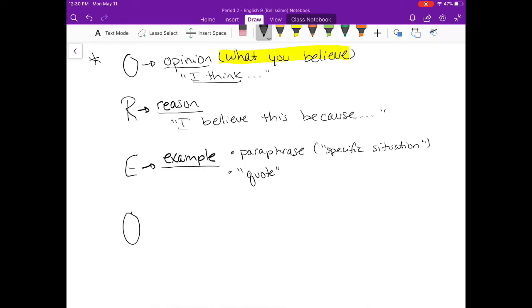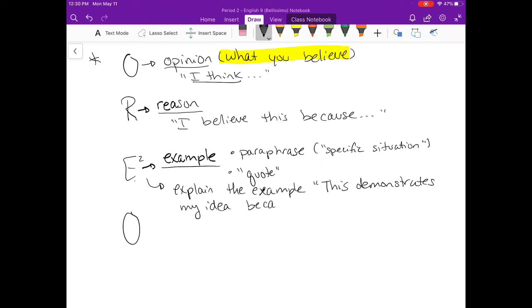And then from here, I kind of put like an E squared sort of thing, because it's great to have your example, but I also want to explain the example in terms of this demonstrates my idea, because adding in that extra explanation really makes it even that much stronger. And then the last one is your opinion again.